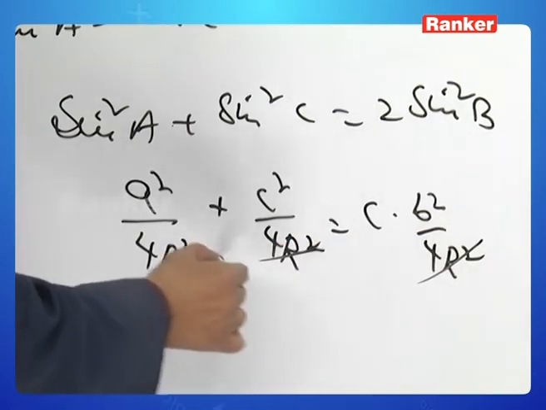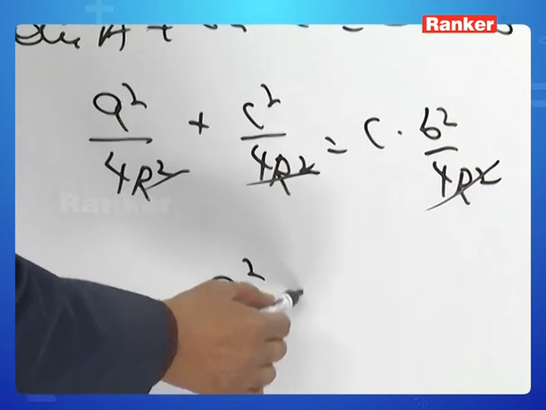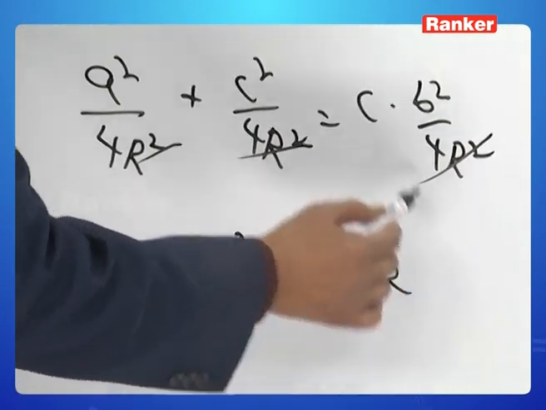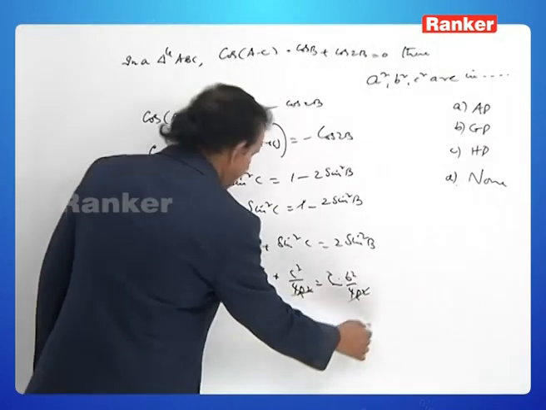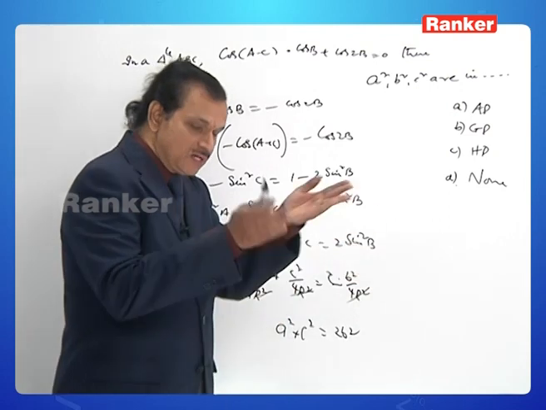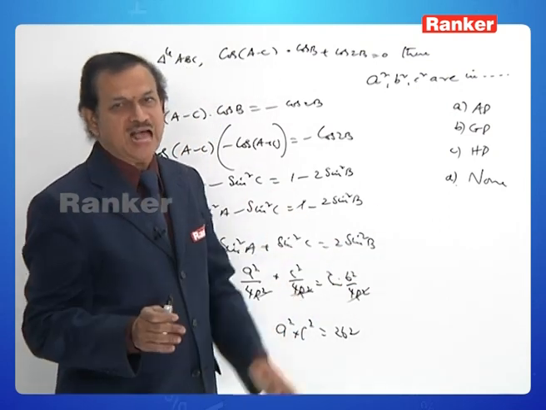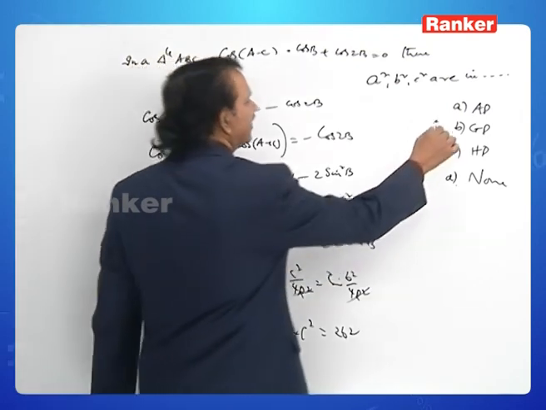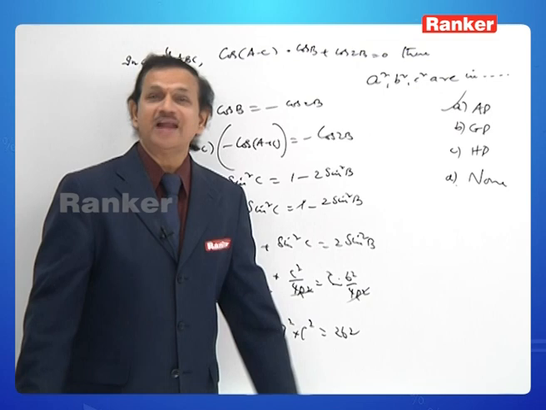Of course, 4r square can be ignored, so that you have a square plus c square is equal to 2b square. Therefore, a square plus c square is equal to 2b square. The middle term is b square. Twice that is nothing but the sum of first and last. It is the character of an AP, isn't it?